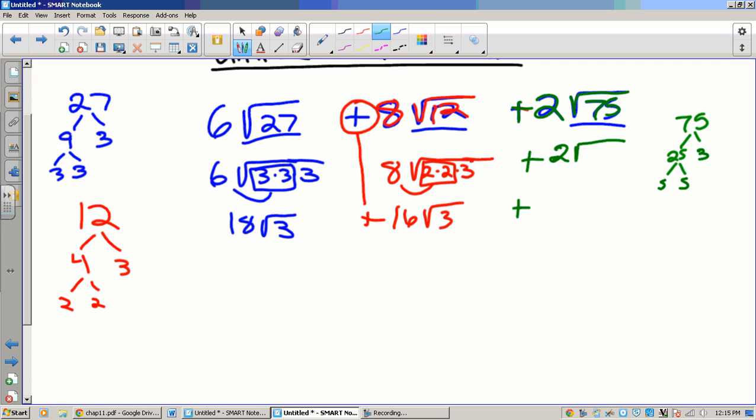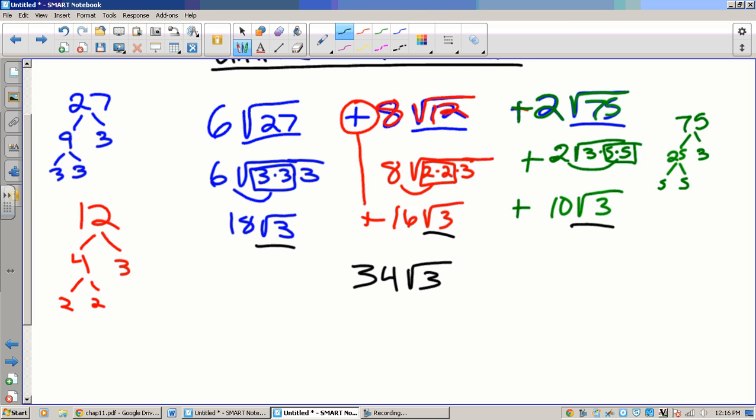So I've got, I like to do this in order, 2 times 2 radical 3 times radical 5 times radical 5, and then I've got my pair there. 5 times 5 is 25. Square root of 25 is 5. So 5 times 2 is 10, and we're left with a radical 3. Now, notice, I have like radicands, and I can simply add them together. What's that? 10 and 10 is 20, 8 and 6 is 14, so that's 34 radical 3, if I did my arithmetic correctly. Okay, and that's our answer.